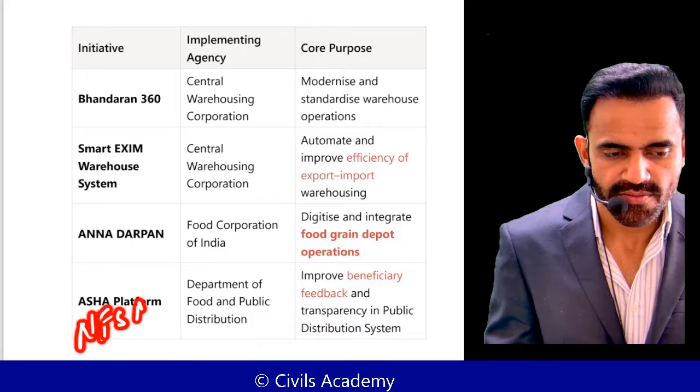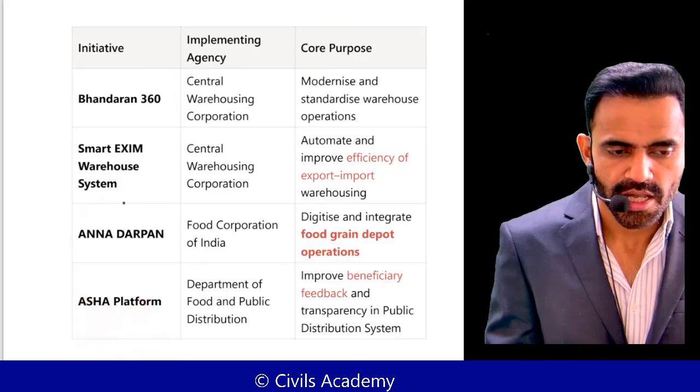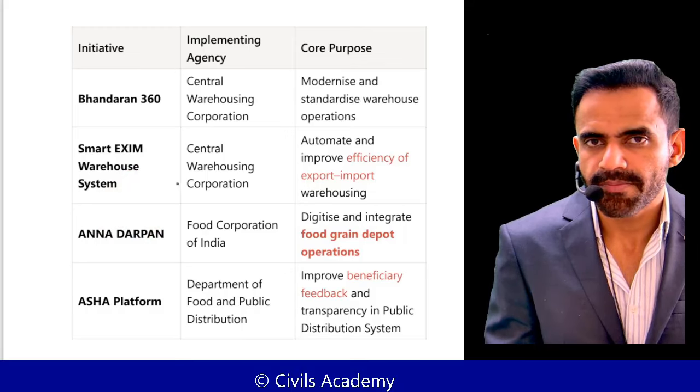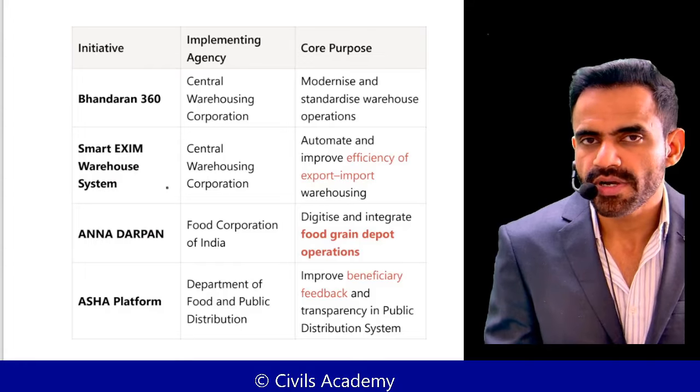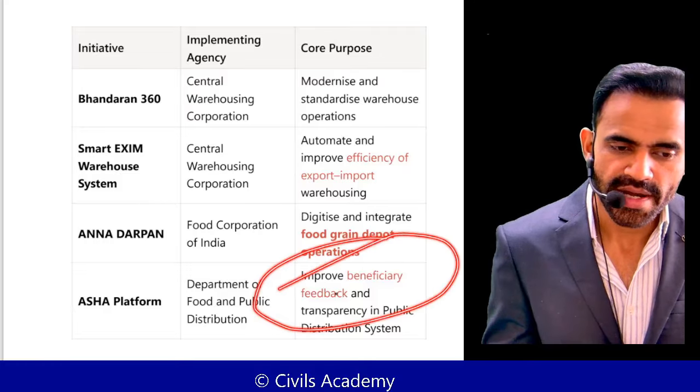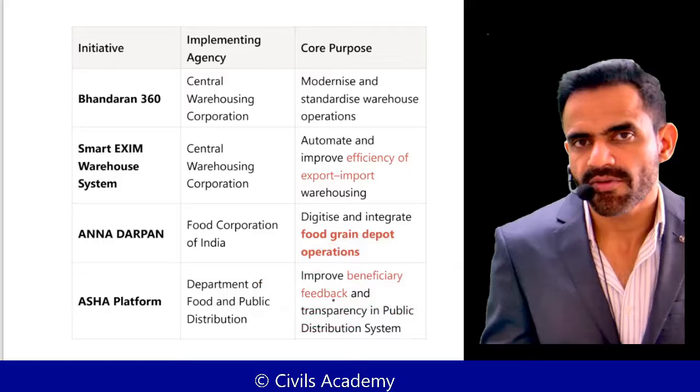See, under NFSA, what is NFSA? National Food Security Act. The government provides subsidized food grain to roughly 84 crore people. If we have such a significant program, how come there is an issue of poverty and hunger, especially hunger? So to address that problem, the government is taking feedback from the beneficiaries.